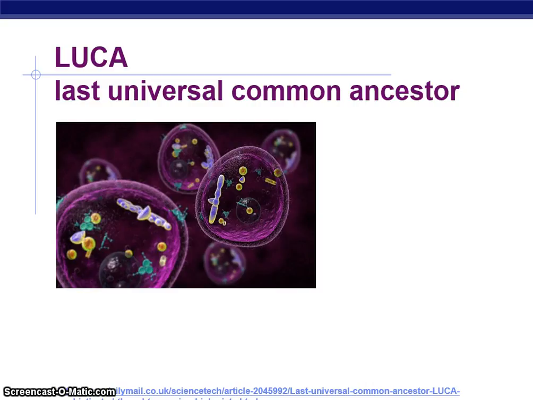So now we come to LUCA, the last universal common ancestor. This is probably what the first living thing looked like. It was simple, prokaryotic, no membrane-bound organelles. It probably looked a lot like modern-day bacteria.